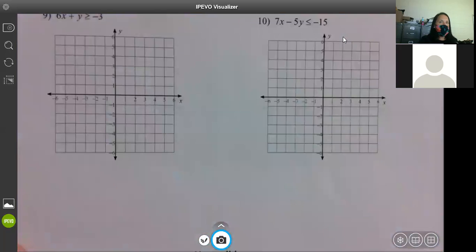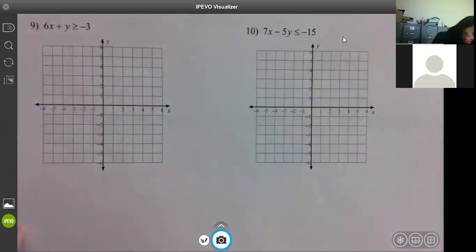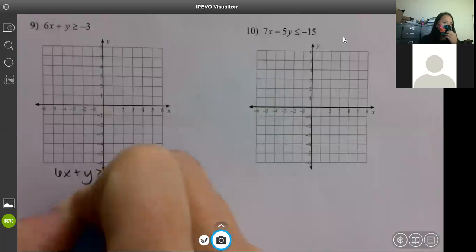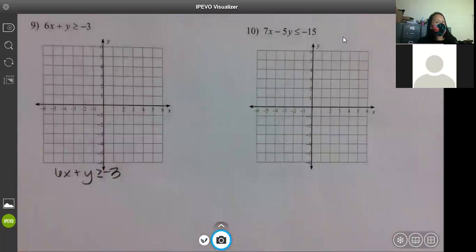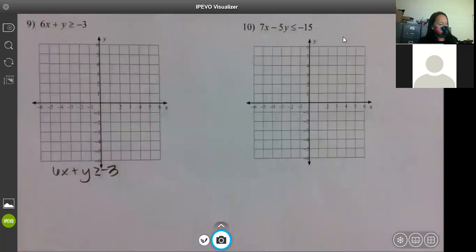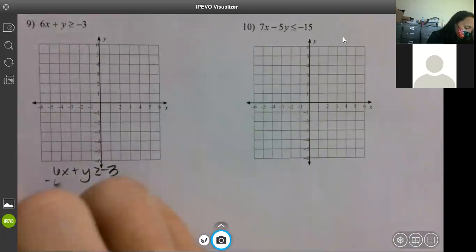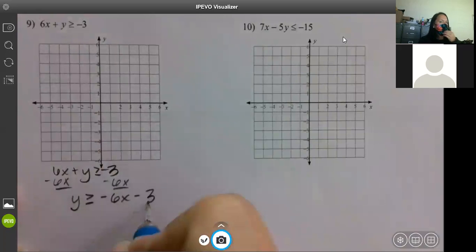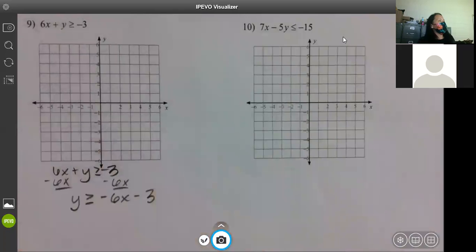All right, number 9, we have to solve it for y. We have 6x plus y is greater than or equal to negative 3. How do I solve? Move x. Subtract 6x. I get y is greater than or equal to a negative 6x minus 3. Do I need to do anything else? No, because it's already y equals.